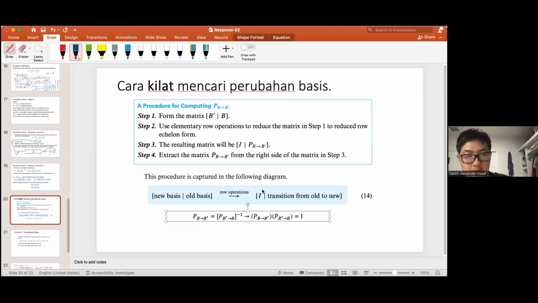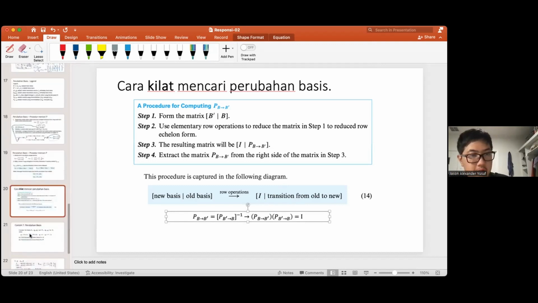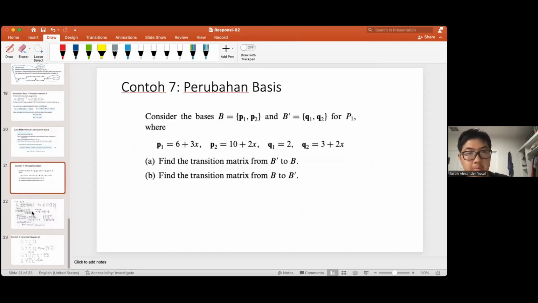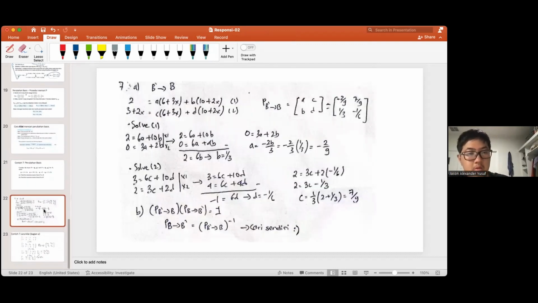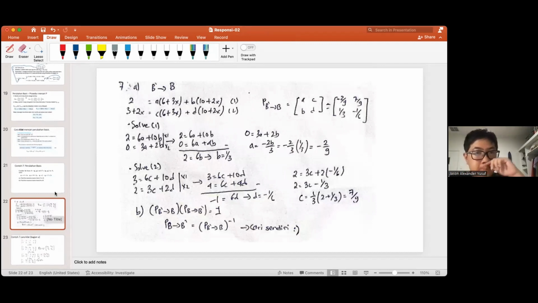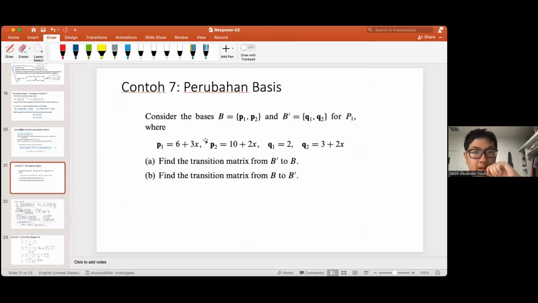Okay, so this is the example for part A. First, we take a look at the old basis. So let's say B is the old, B accent is the new.